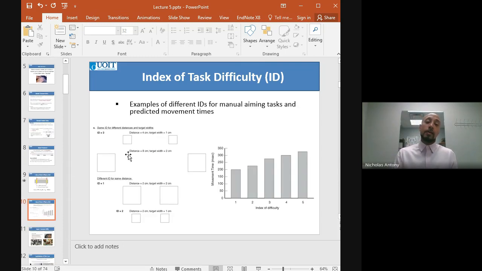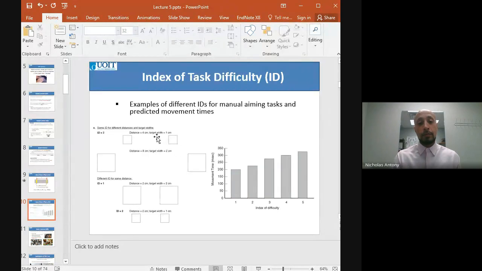So here we have an example of, you would have to do the calculations. So Karen's asking, do we need to understand the formula, but not do the calculations? No, you would want to be able to do the calculation, understanding that W is the width of the target and D is the distance between the two.